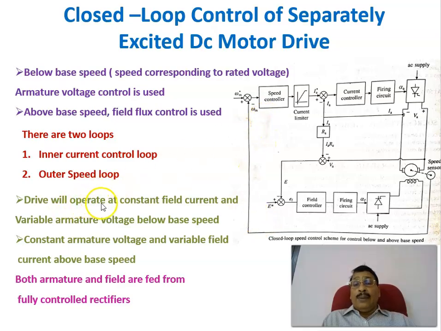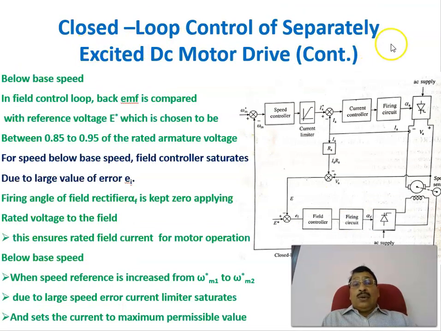Now the drive will operate at constant field current and variable armature voltage below the base speed. That is, below the base speed we are using armature voltage control, keeping the field current constant. And it uses constant armature voltage and variable field current above the base speed. For speed control above the base speed, we are using field control, in which the armature voltage is kept constant and we control the field current. Therefore, both armature and field are fed from fully controlled rectifiers.